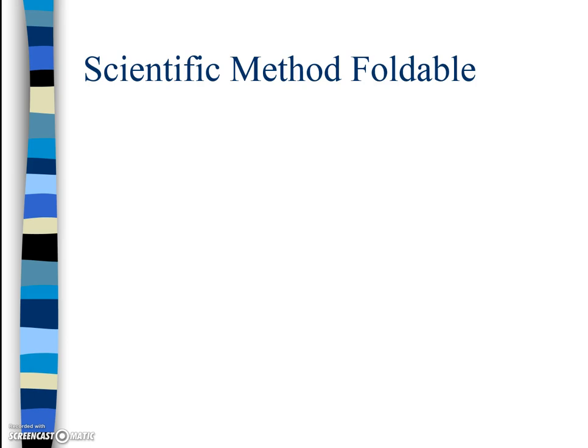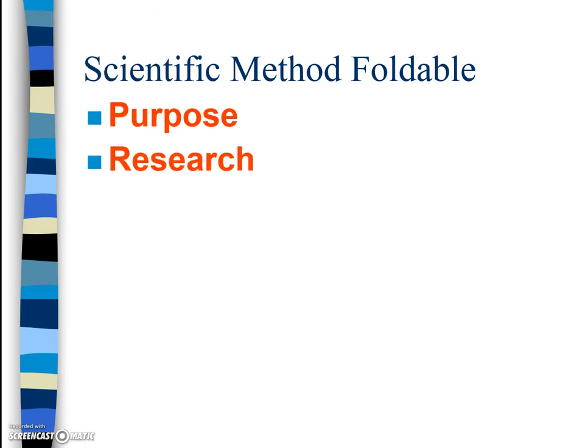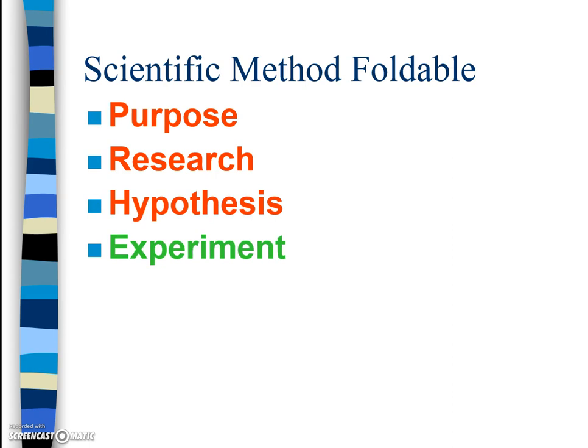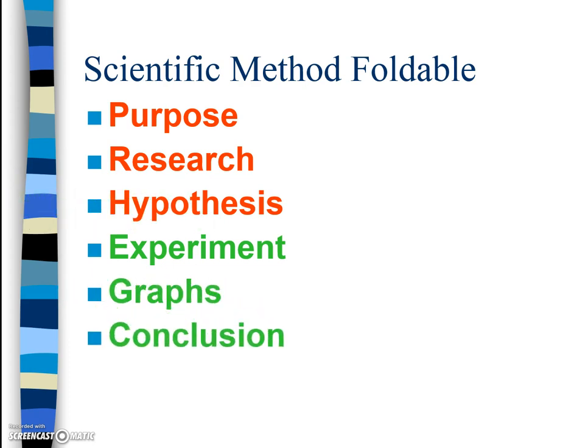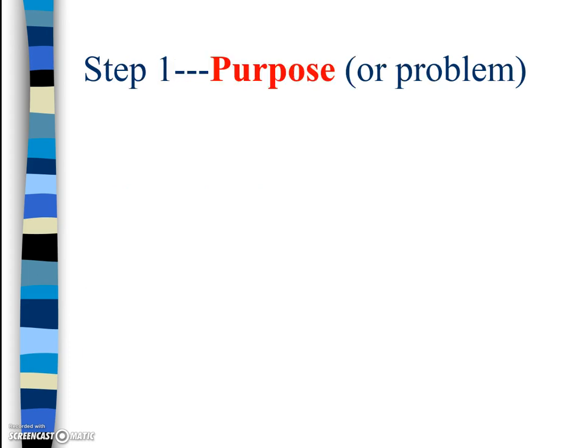So with your scientific method foldable that you have in front of you, the first step is the purpose. The second is research. The third is your hypothesis. The next is the actual experiment. This is the fun part. And then your graphs or data analysis, and of course your conclusion. So it's broken into these 6 steps for you. If you can't get all of these done in the time that I'm about to switch the slide, you can always pause this video if you need to.